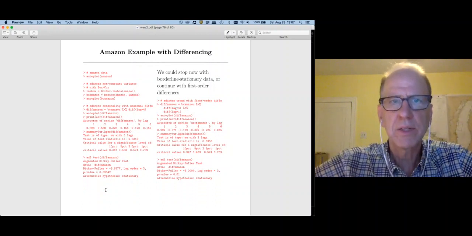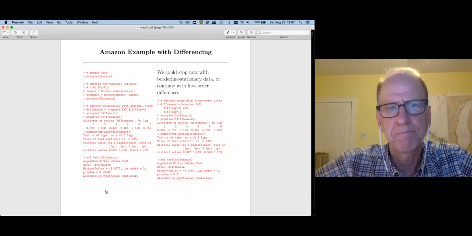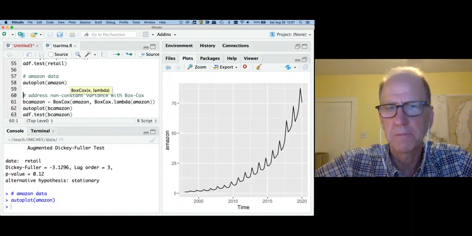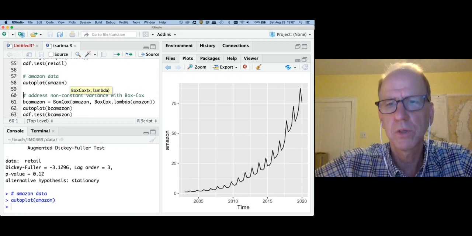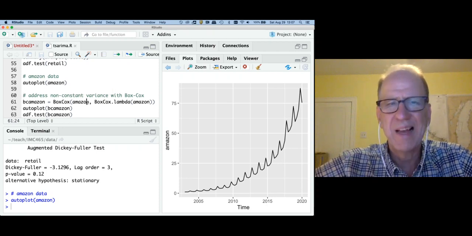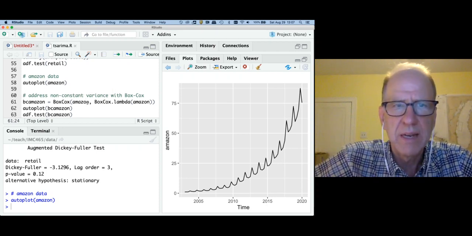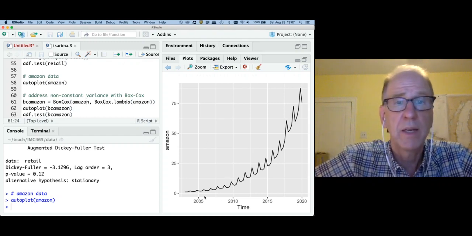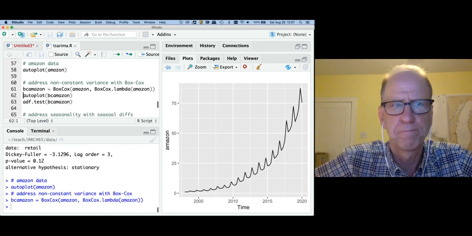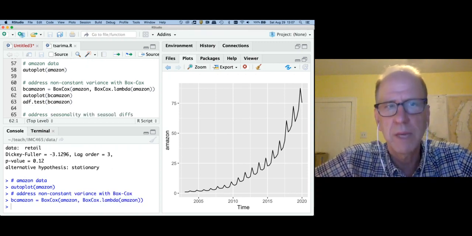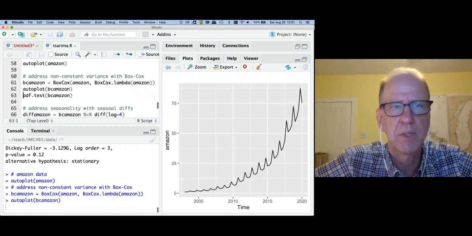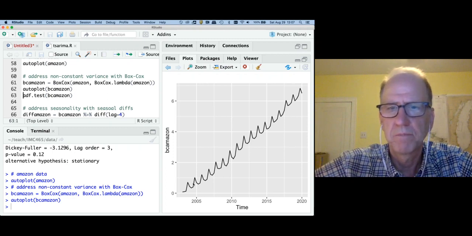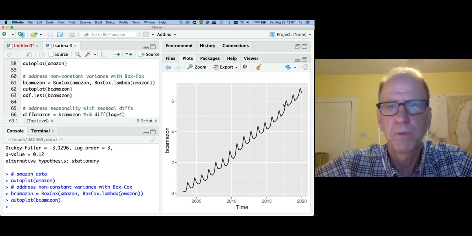Let's go take a look at the Amazon data. You've got my code. I'm going to go back to R and do this live. If we look at the Amazon data, we concluded earlier that there were a ton of problems. I'm first going to address the non-constant variance. Notice the spread's getting bigger. By taking a Box-Cox transformation, I've just made a new data set, BC Amazon, for Box-Cox Amazon. And what we see is that the variance has been improved through that transformation.